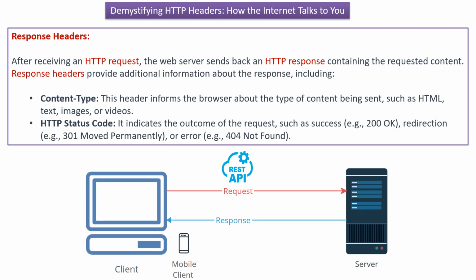Content type. This header informs the browser about the type of content being sent, like HTML, text, images, or videos. HTTP status code, which indicates the outcome of the request, such as success, example 200 OK, redirection, example 301 moved permanently, or error, example 404 not found.